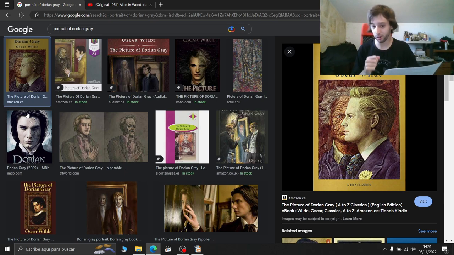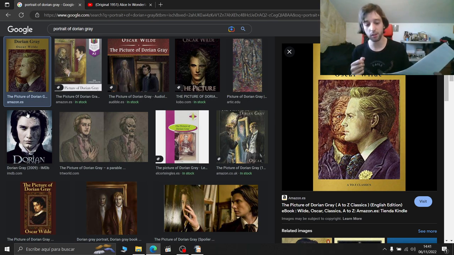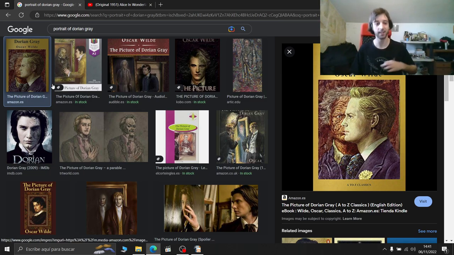Then at the end, Dorian Gray tries to destroy the portrait with a knife. But then the next scene is an old man with a knife in his body, and the portrait is young again, and the portrait is perfect. So it's like he tries to kill the portrait, but with this, he kills himself. I think it's a very nice book.